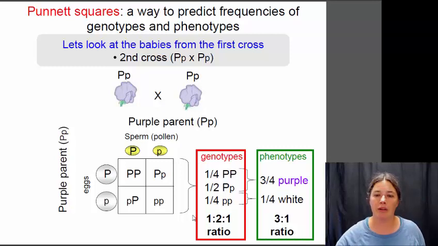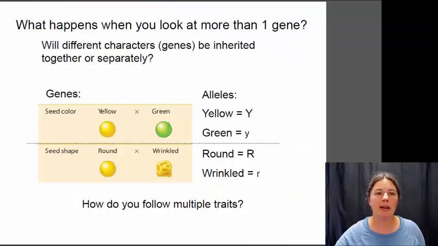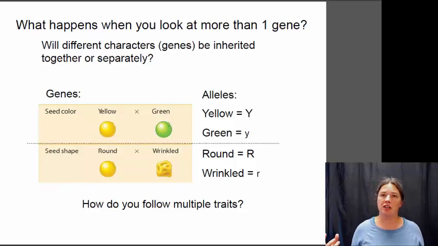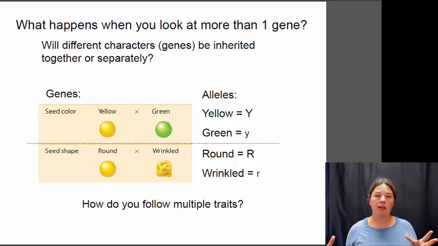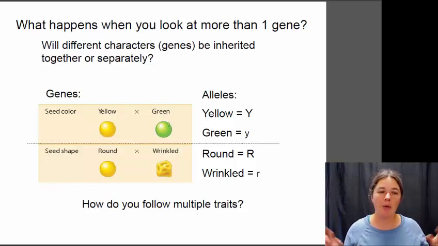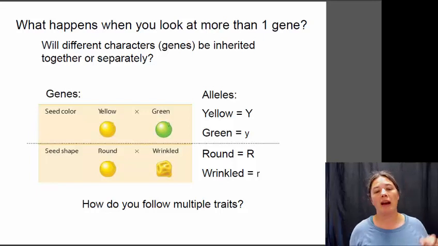Now, let's look at something a little bit more complicated. What happens if you have more than one gene? So you've got two different genes, and each of these genes has multiple alleles. So now we're going to take a couple of different scenarios and follow them through. Well, we're not going to do a Punnett square, but we're going to talk about what happens with these. So now we're going to look at two different traits. We've got seed color and we've got seed shape. So we have yellow or green, and we have round and wrinkled.